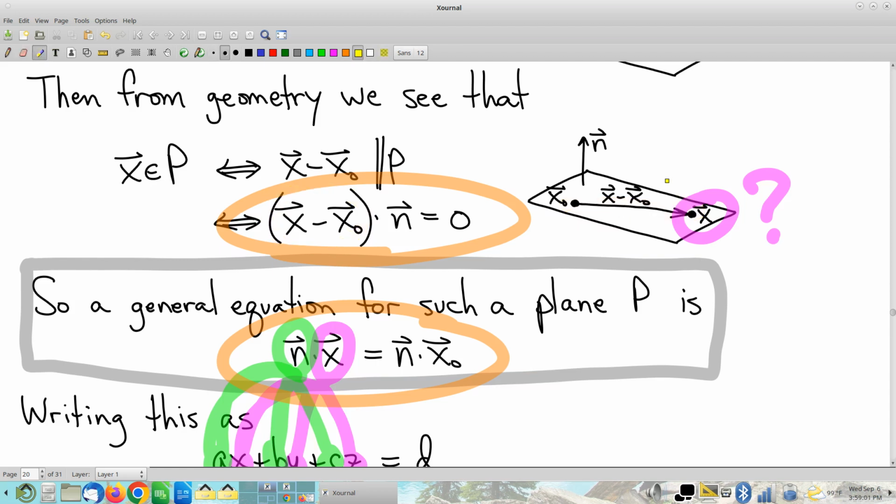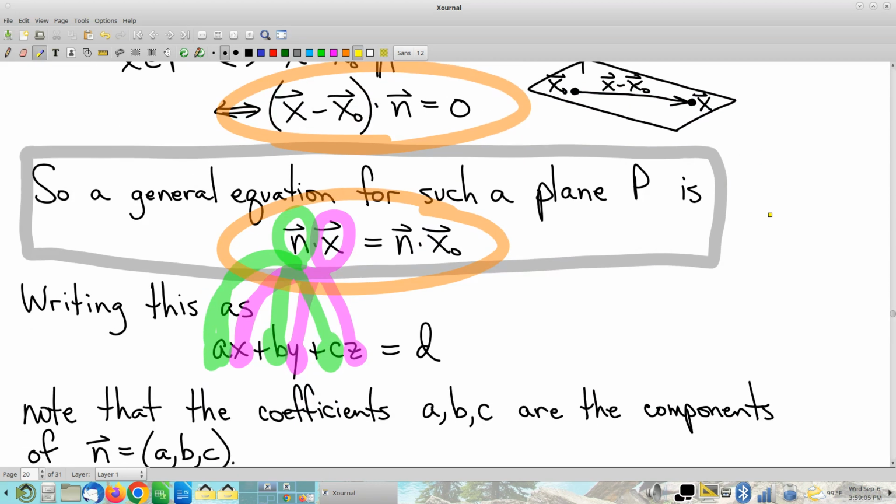All right. So different forms of the equation. Sometimes you want a coordinate equation. Sometimes you want a vector equation. If you're going to do vector algebra, you want one of these vector equations.